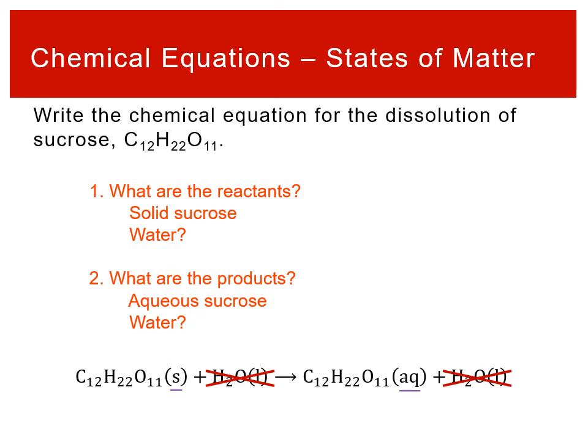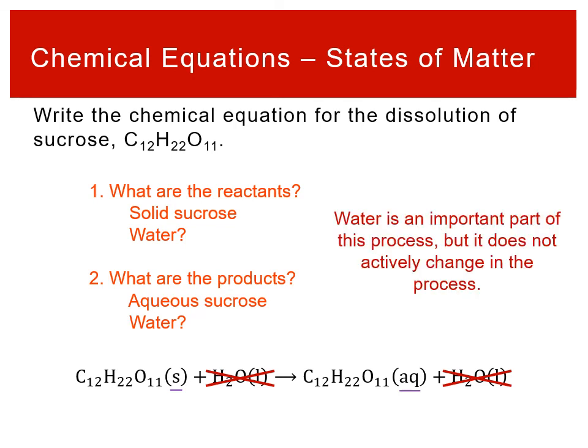So yes, water is present. Water is an important part of this. But it is not actually what's changing. What's changing is the sucrose, the C12H22O11. It's going from being solid to being dissolved, which we describe using the AQ as the phase. We never want to have any substance show up as both a reactant and a product in any chemical equation. If you write a chemical equation and you have the same substance as both a reactant and a product, that is a problem. That is not a correct chemical equation.